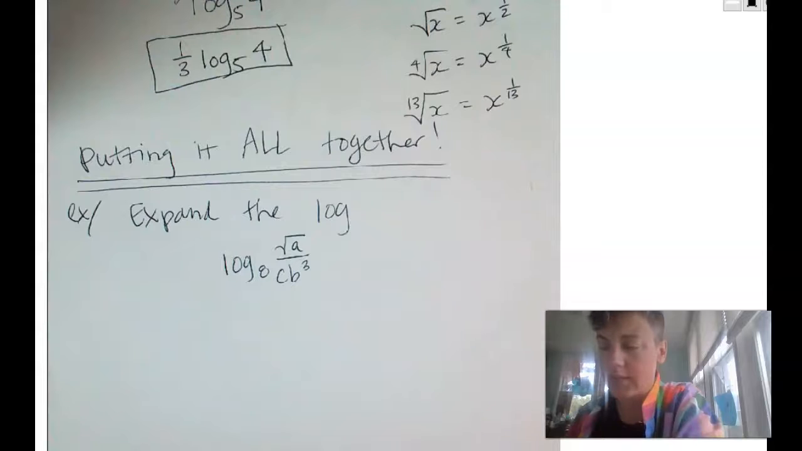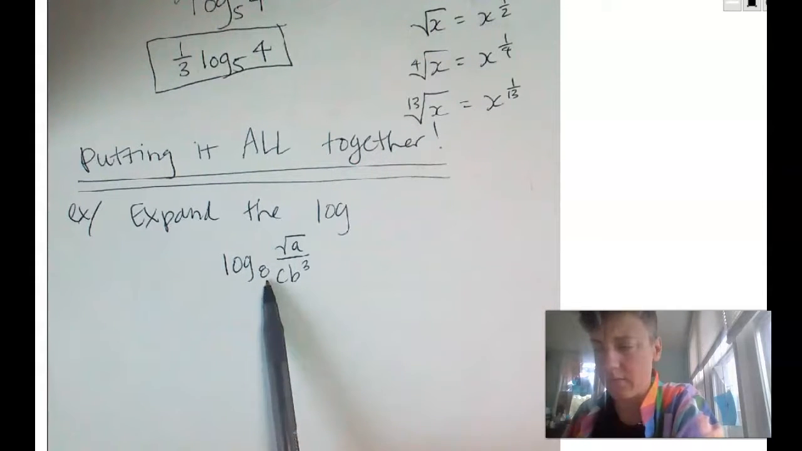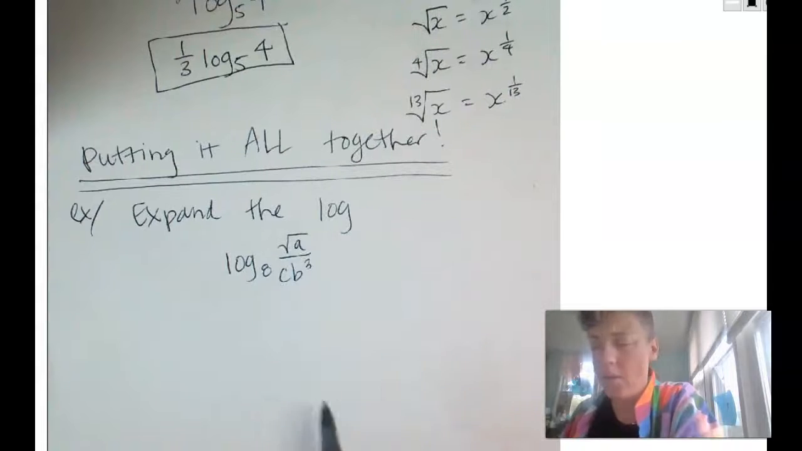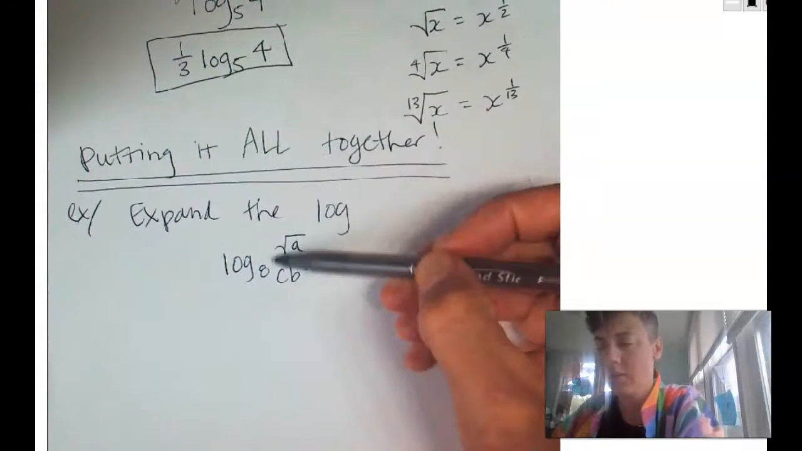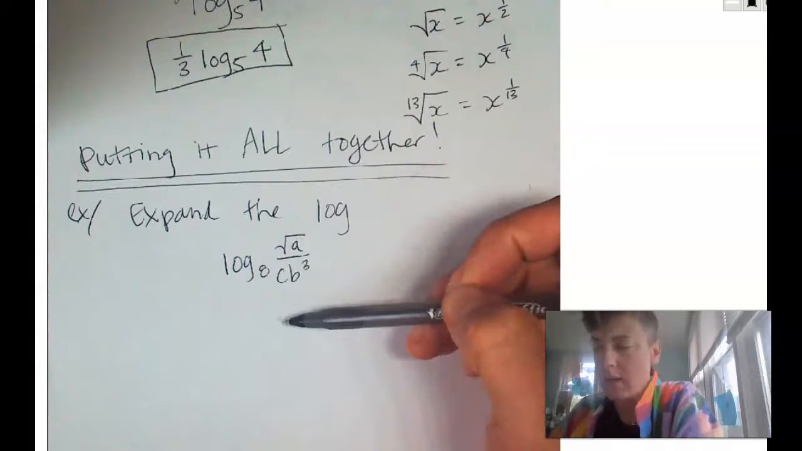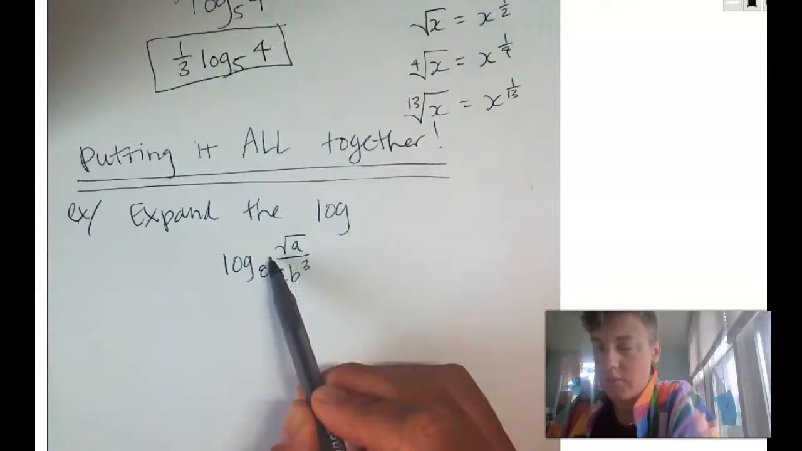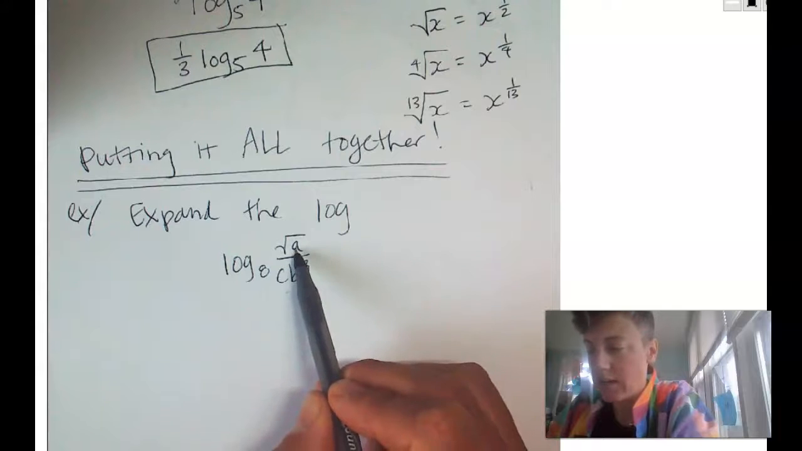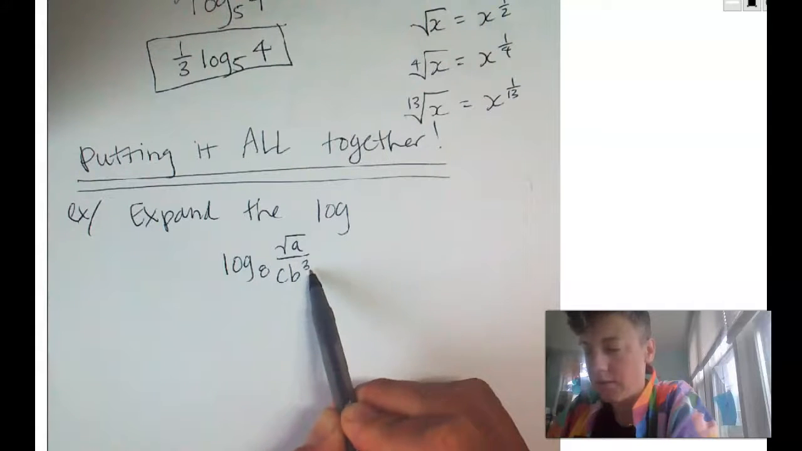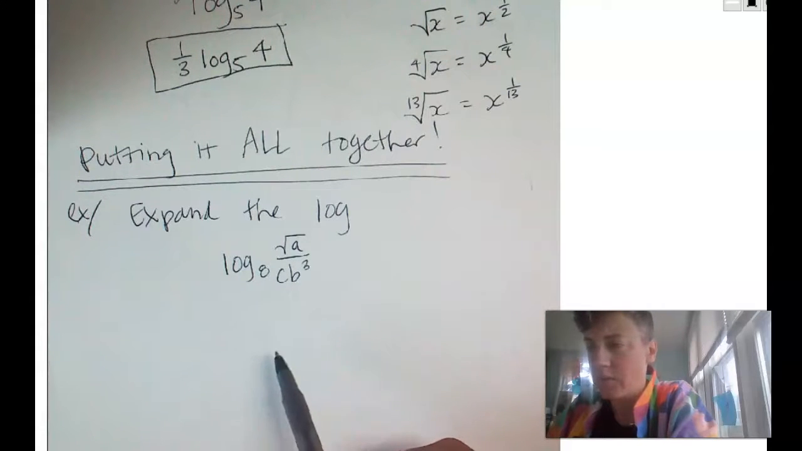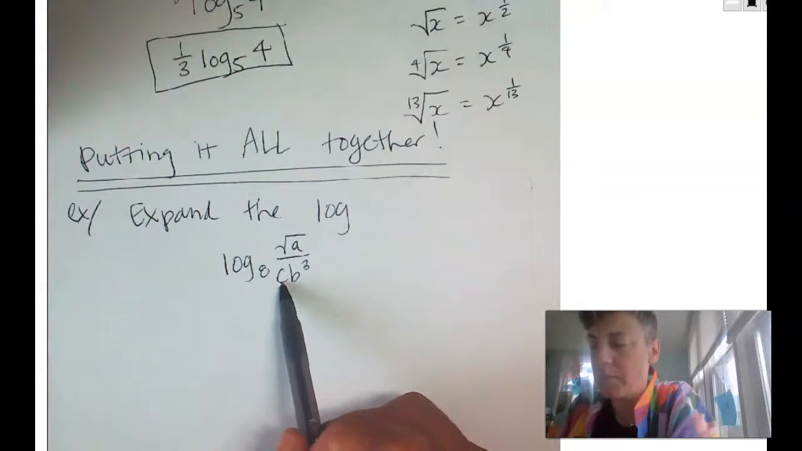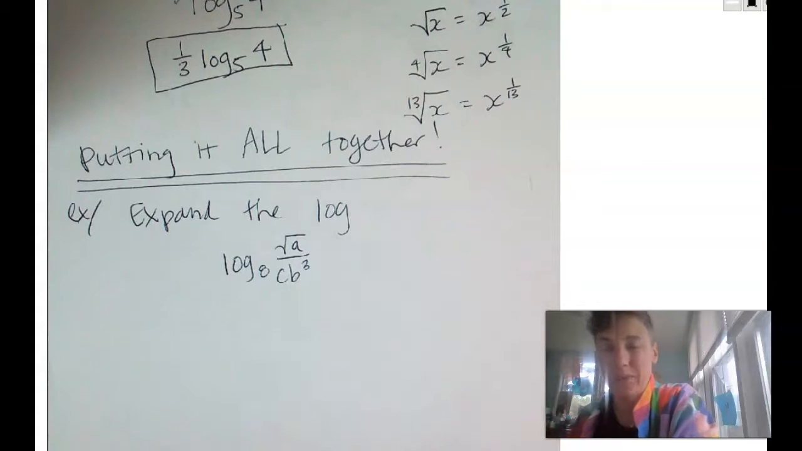Alright, so check this guy out. We're going to expand this log. That's log base 8 of the square root of a over cb cubed. So I see division. We'll have to use our quotient rule. I see a couple powers here, right? That root is the 1/2 power, and that third over here is a power. So we'll have to use the power property, and I see some multiplication between the c and the b, so we'll have to use the product property.